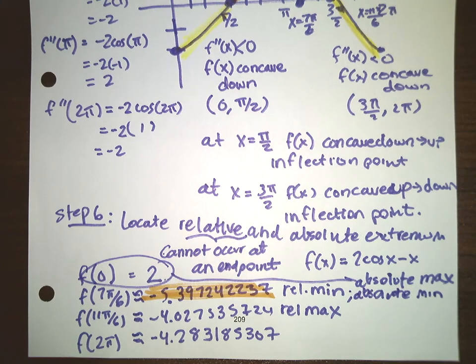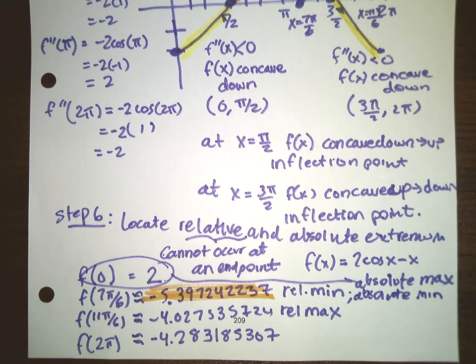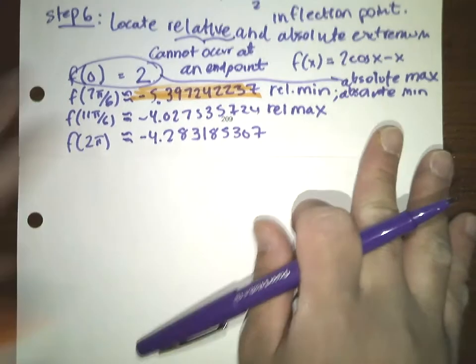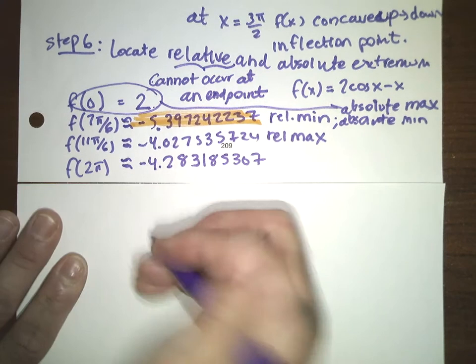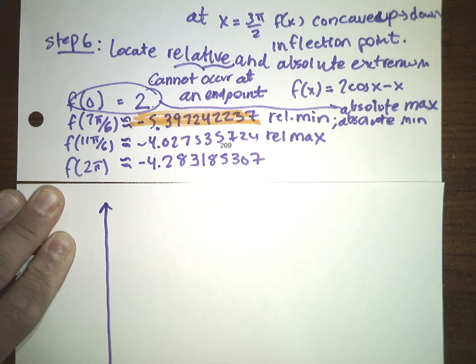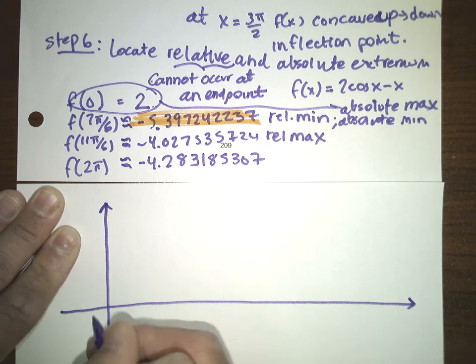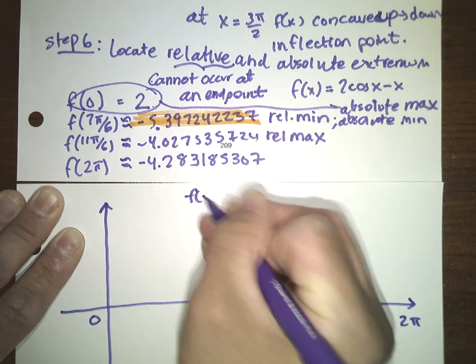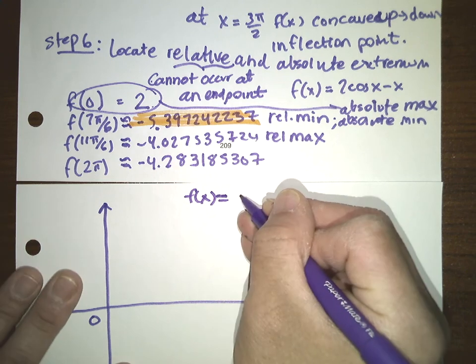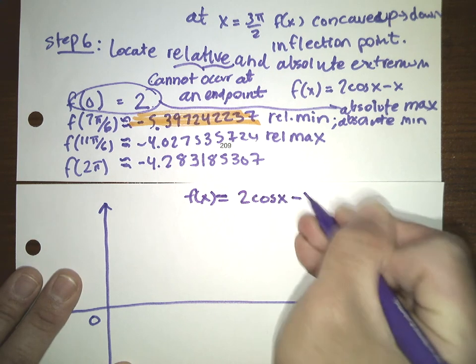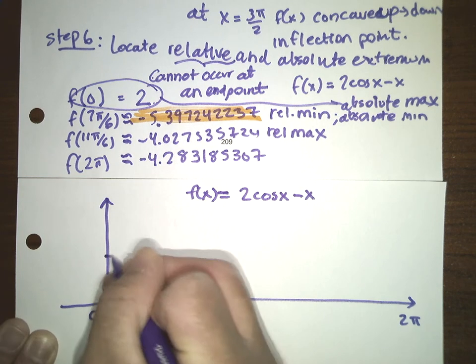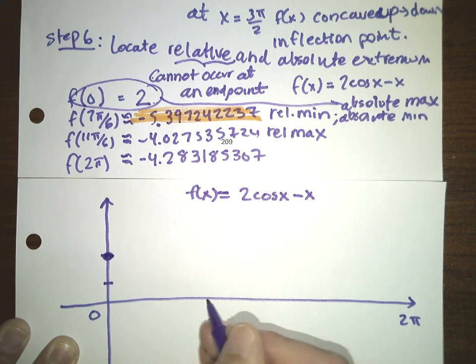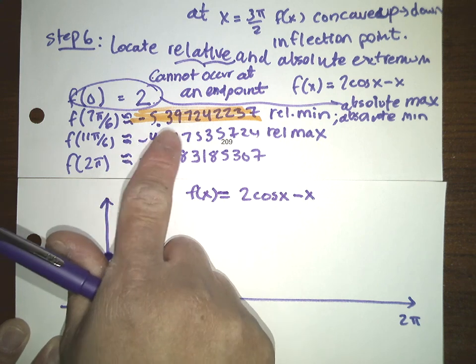Just keep in mind that all we have to do now is graph these. So what do we know then? Just so that you're all clear on what we know. We're on the interval from 0 to 2 pi, and we're trying to graph f of x, what was it, 2 cosine of x minus x, and there's a point at 0, 2. There is a point at 7 pi over 6, negative 5.397.